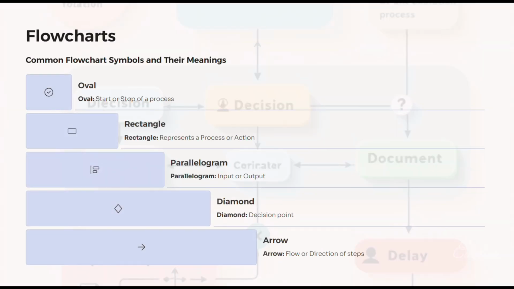Flowchart is the pictorial representation of an algorithm, and here are some common flowchart symbols. Oval shape represents start or stop. Rectangle represents process. Parallelogram represents input or output. Diamond shows decision making. Arrow shows connection between different parts of the code, and it's called connectors.